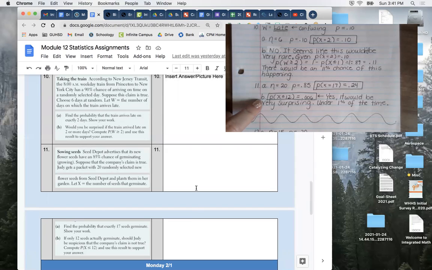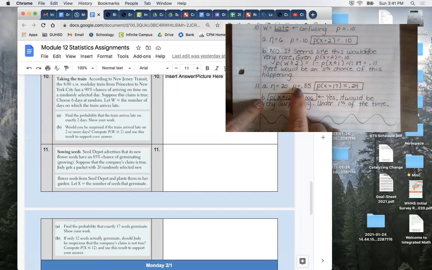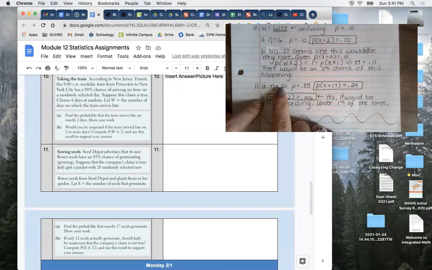In B, it says, what's the probability that you would get less than 12? Well, that's actually going to end up being really rare. You should have 17, 18, 19. If you have an 85% chance, having 12, more than half of them not working when there's an 85% chance, that's going to be very, very rare.